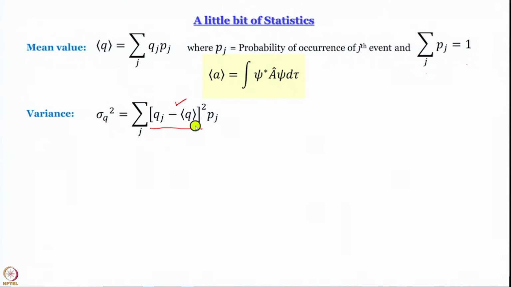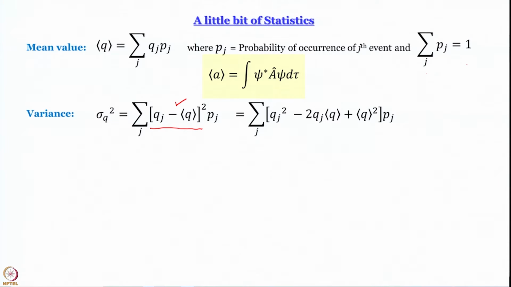To do that, let us expand this. Here Qj minus average value of Q whole square is of the form a minus b whole square, that anybody can see very clearly, and we know that a minus b whole square is equal to a square minus 2ab plus b square. So, let us write that. What will this sum be? This summation over j will be summation over j of Qj square minus 2 into Qj multiplied by average value of Q plus average value of Q square, whole thing multiplied by Pj, right.